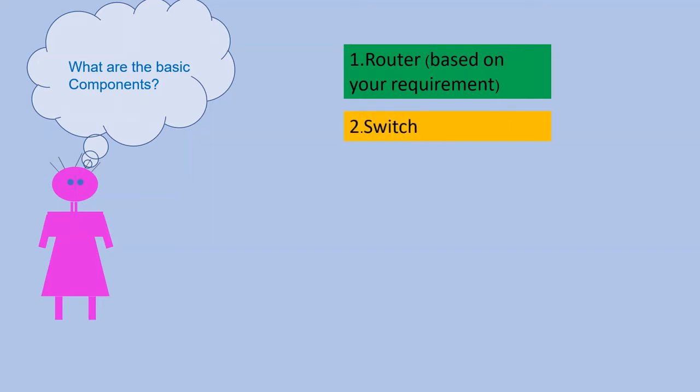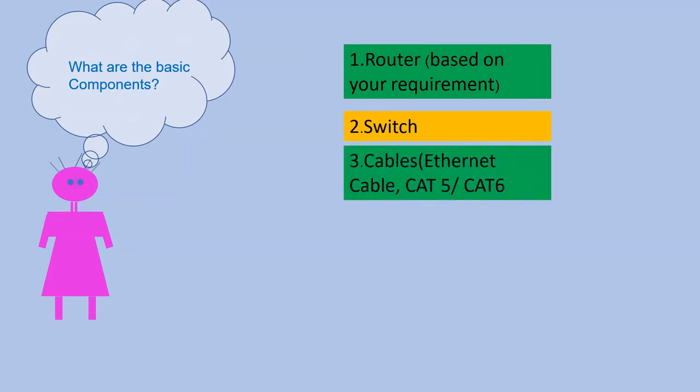Number two, you need a switch. This is not a must. It will depend on the number of connections you have. For a basic home network, you may find that you don't need a switch. But for medium-sized office and large office, you may find that you need one or more switches based on your needs. Number three, you need Ethernet cable for connecting your devices to the switch and then from the switch to the router.